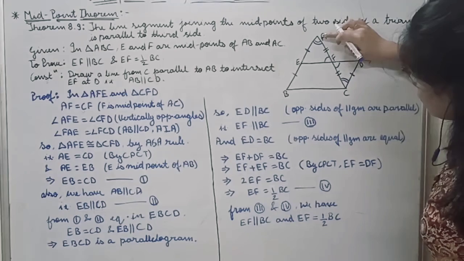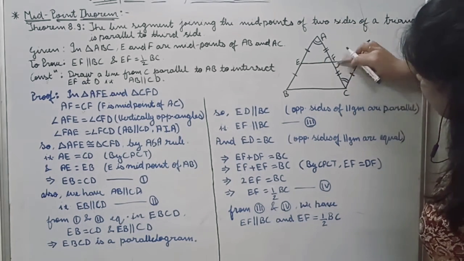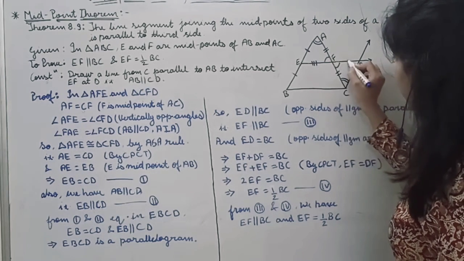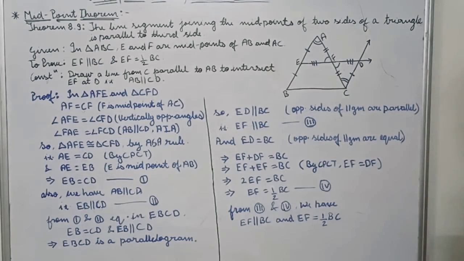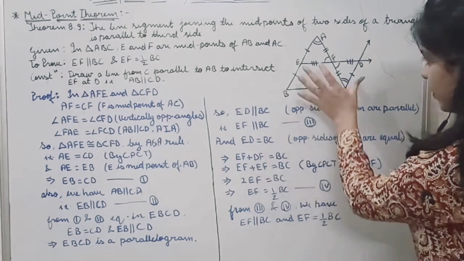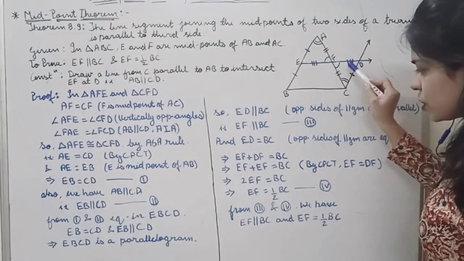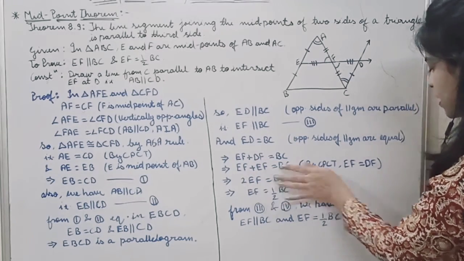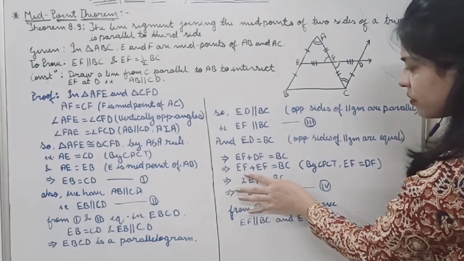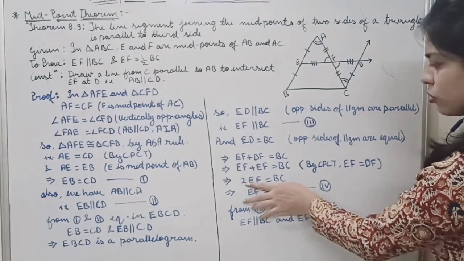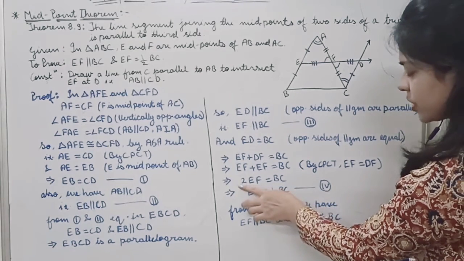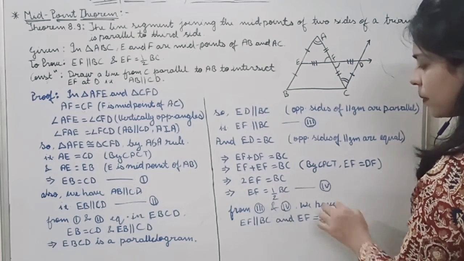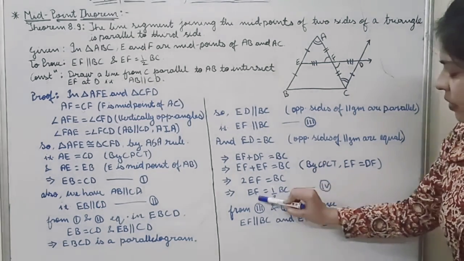Now, as we have proved triangle AFE and CFD congruent, EF and DF are the corresponding sides and they are equal. By CPCT, by corresponding parts of these two triangles, EF is equal to DF. So in place of DF we can write EF because EF is equal to DF. So here we will get EF plus EF, 2EF, is equal to BC. After transposing this 2 to the RHS, it will become 1 by 2. BC by 2, that is half of BC. We'll name this equation number 4.